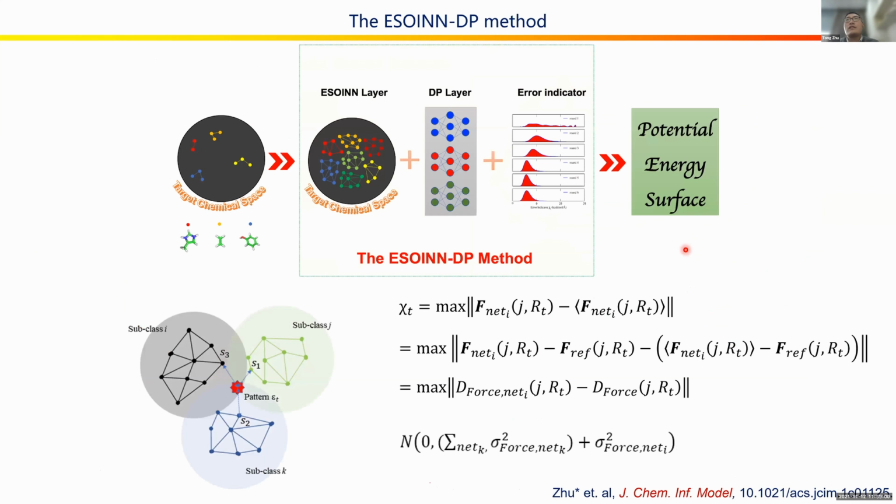So this is the framework of this method. In the beginning, we should have some initial data set, and then with the help of the ESOINN, we can exploit the target chemical space gradually, and then we can pass the data to a neural network model, and we add an error indicator, which is very simple. It's the prediction error of the atomic force to indicate the predictive power of the neural network potential.